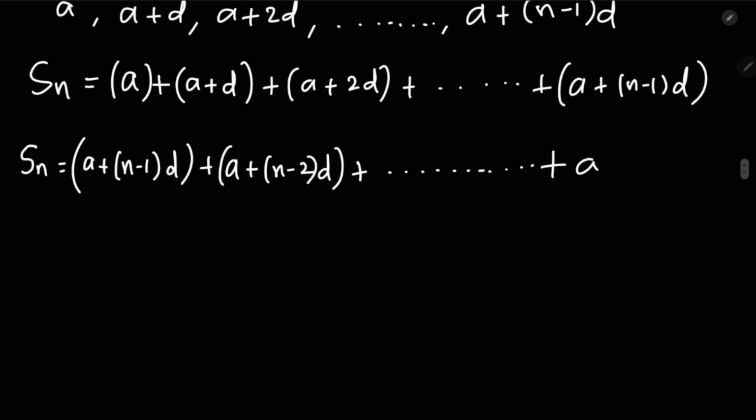Okay. Now let me add these two equations, this Sn and this Sn, which are the same thing. So I get 2 times Sn on the left hand side, and on the right hand side, if you see, if I add A and A plus n minus 1 times D, this gives 2A plus, okay, I'll make this more neat.